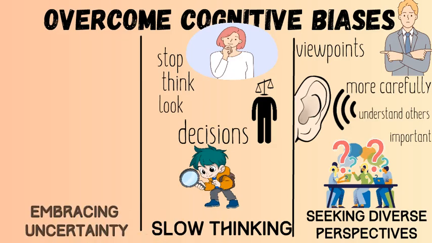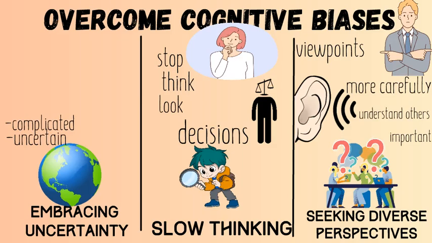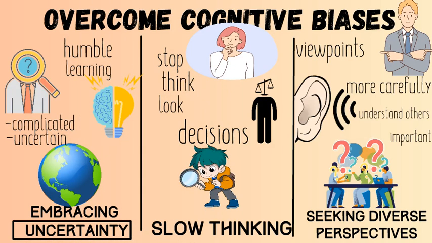Embracing uncertainty. Understanding that the world is uncertain and complicated can free us from the limits of cognitive biases. Instead of holding on to fixed ideas or looking for clear-cut answers, we're okay with not knowing everything and stay open to learning new stuff. Being okay with uncertainty helps us stay humble and keeps us interested in learning and getting better all the time.